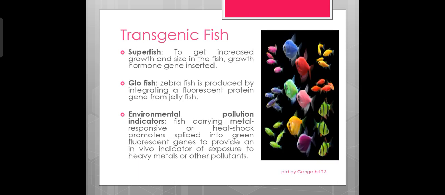Transgenic fish. Superfish. To get increased growth and size in the fish, the growth hormone gene was inserted into the fertilized egg. Then the transgenic fish grows about 10 to 11 times faster than normal fish. That is, in the case of salmon, transgenic salmon grows about 10 to 11 times faster than the normal fish. These growth hormones have been inserted into the goldfish also.